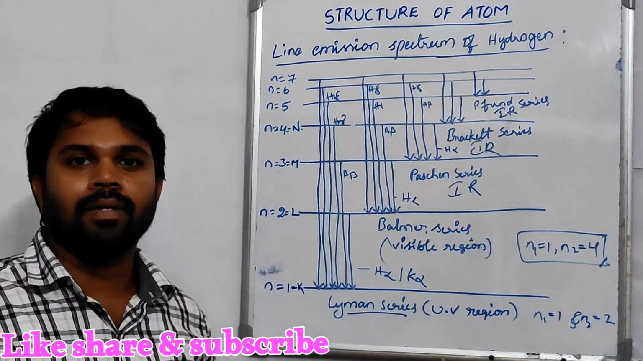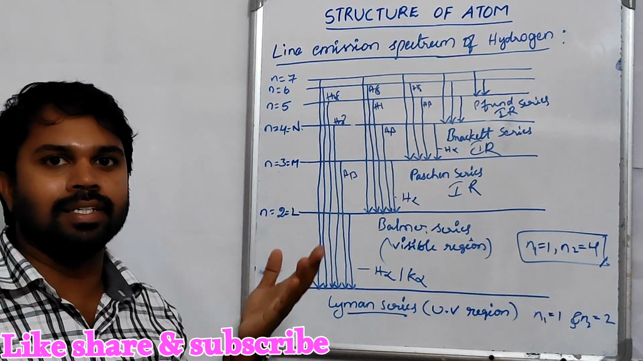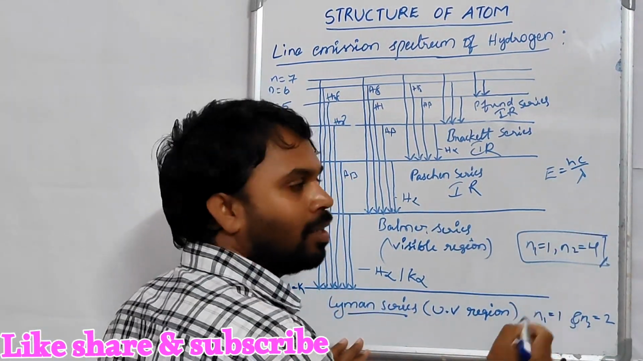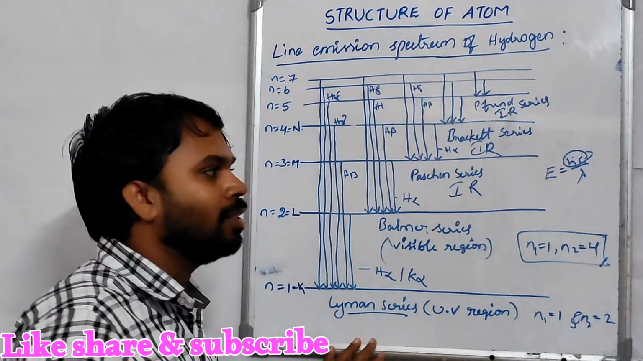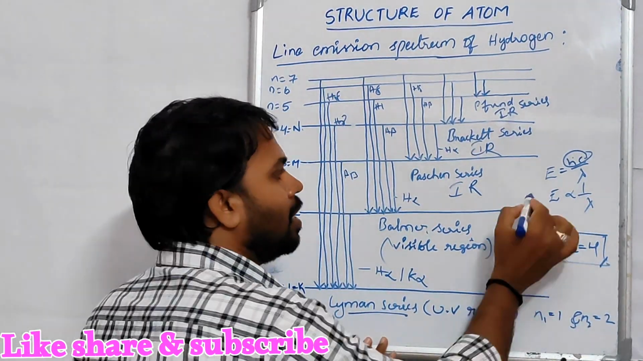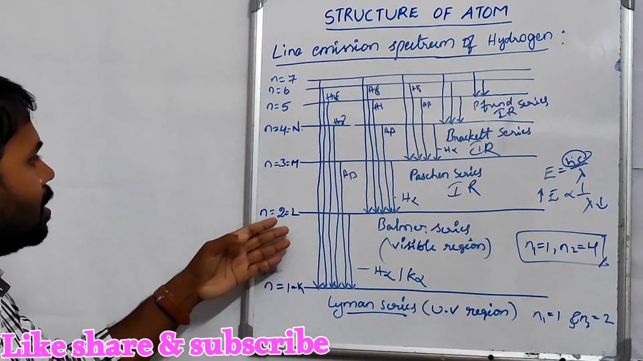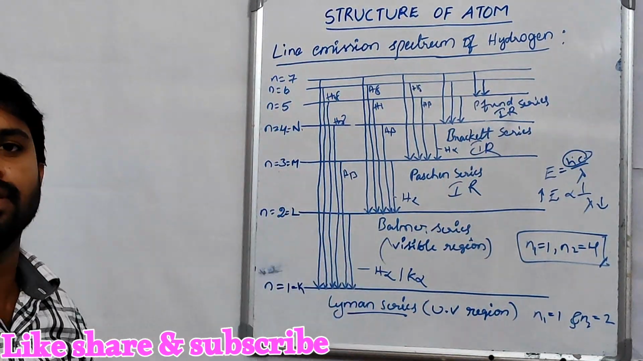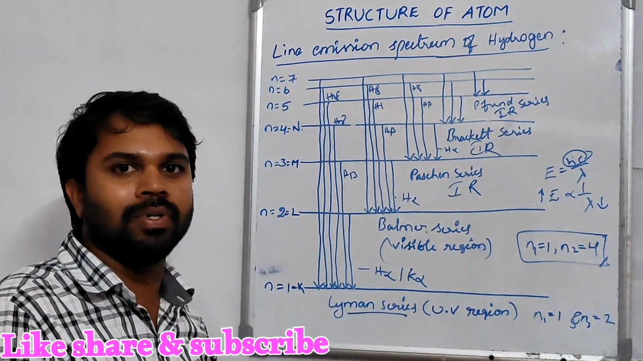This is the line spectrum of hydrogen. As the n value increases, energy increases. We know that according to Planck's theory, E is equal to hc by lambda. h is Planck's constant, c is the speed of light. These two are constants. Now if I remove the constants, a proportional sign comes. E is inversely proportional to lambda, which means as energy increases, lambda decreases. In this, as the n value increases, energy also increases. As energy increases, the wavelength lambda decreases. Now I want to make a tabular form to easily understand and remember these series.